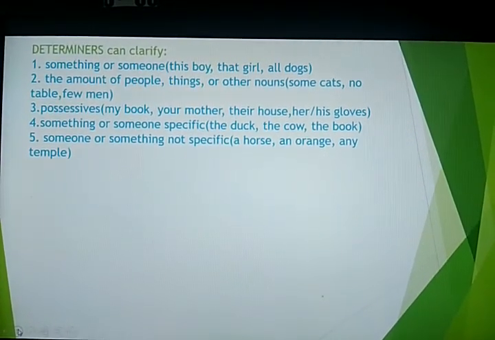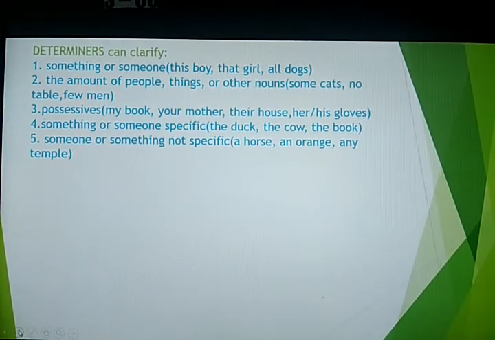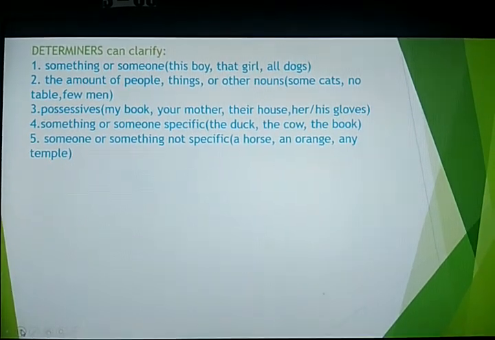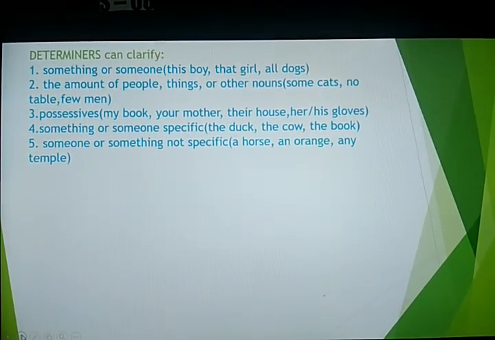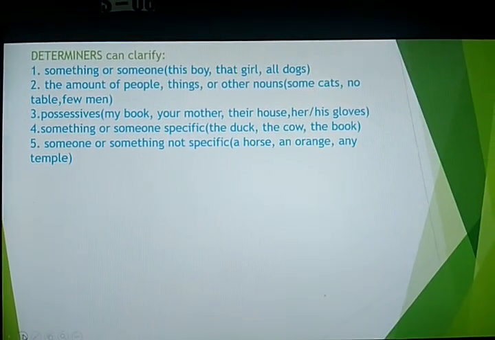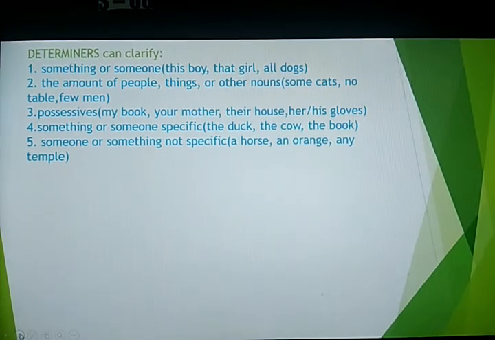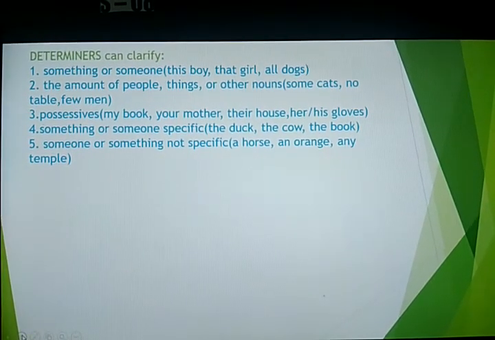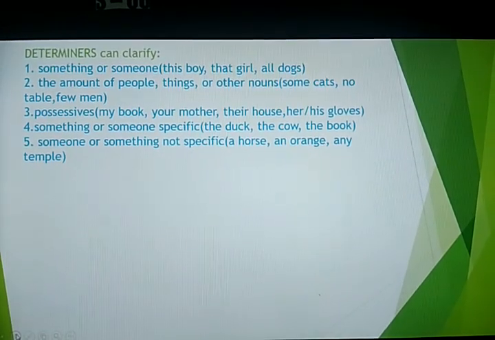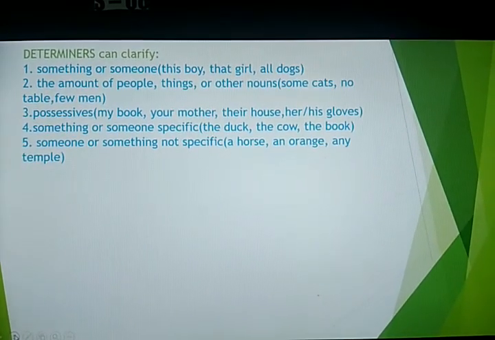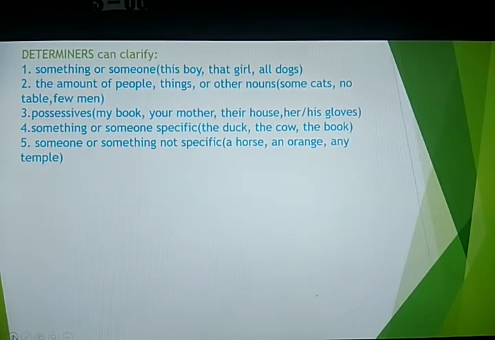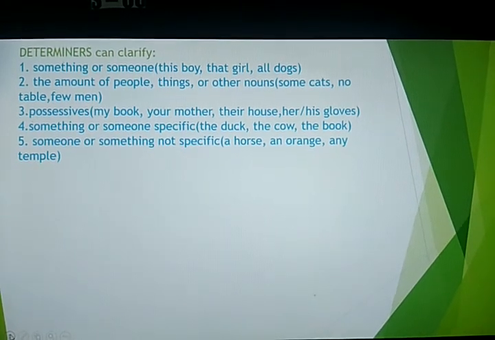Now, number 3, we have possessive determiners. Possessive means a thing or a person that you own or that belongs to you. My book, your mother, their house, her or his clothes. So whose book? My book. Whose mother? Your mother. Whose house? Their house. Whose clothes? Her or his. So my, your, their, her, his, these are determiners. So what kind of determiners? Possessive determiners.